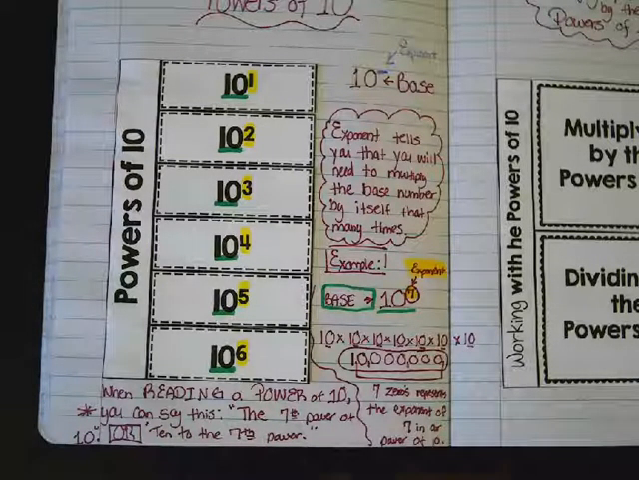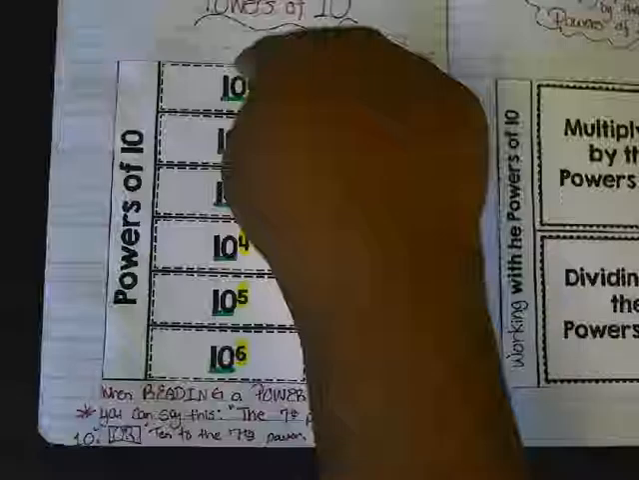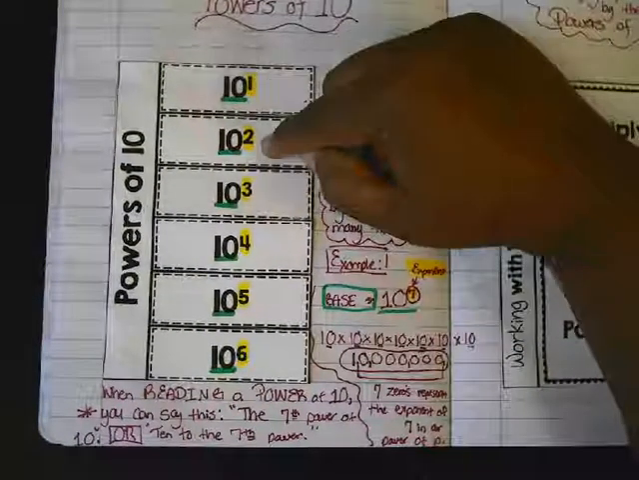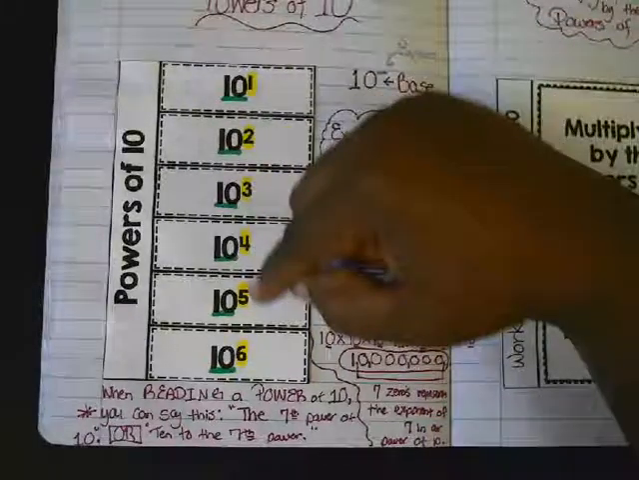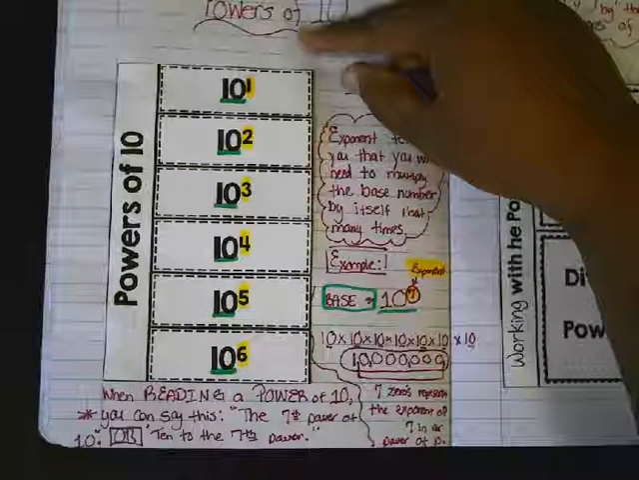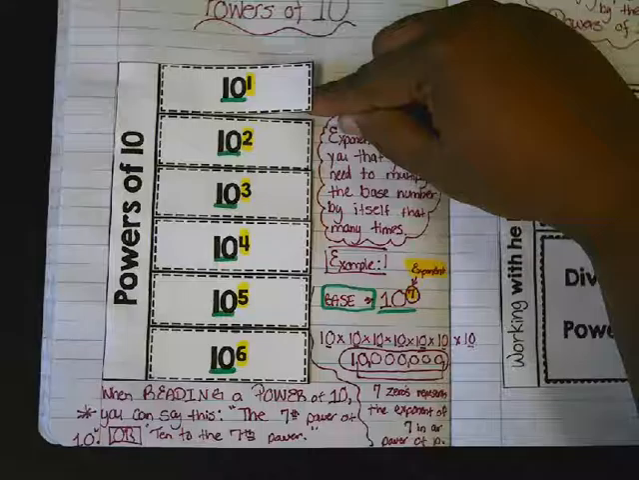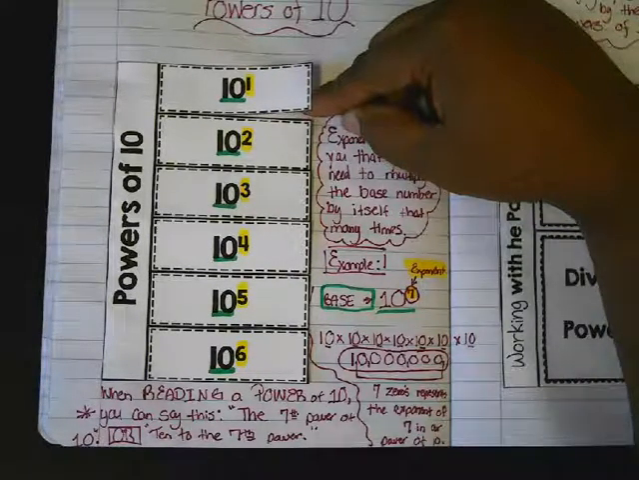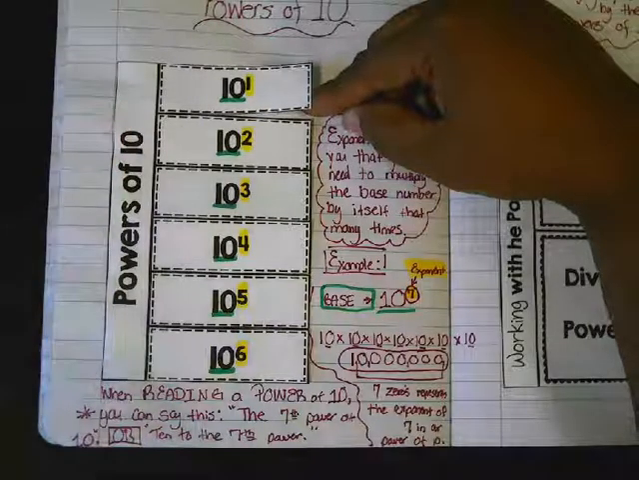So what I want you guys to do with our flaps in our journal, we have 10 to the first, 10 to the second, 10 to the third, 10 to the fourth, 10 to the fifth, and 10 to the sixth power. Under each flap, you're going to tell me what that product is when you represent 10 to the first power, 10 to the second power.